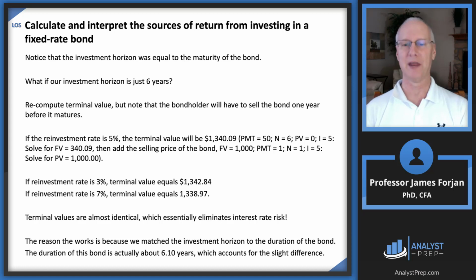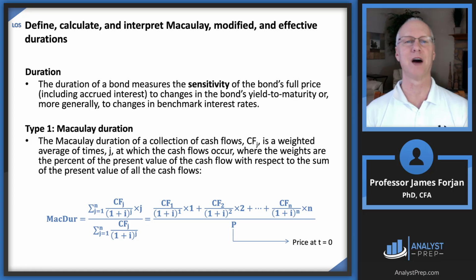If we found a bond that had exactly 6 years of duration, then those would all be 1340 or 1342. This is really, really cool stuff. All right, so let's go ahead and define and calculate and interpret all of these different kinds of durations, which is really the focus of this reading.